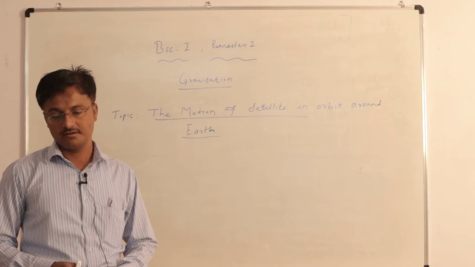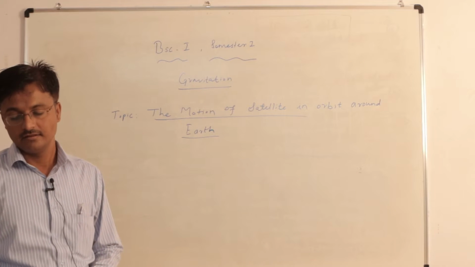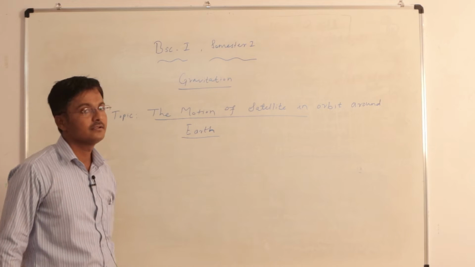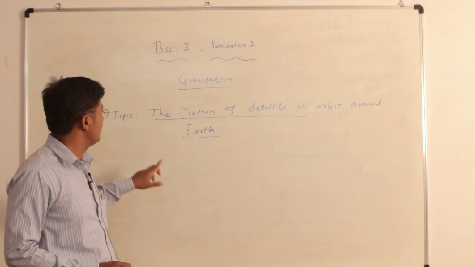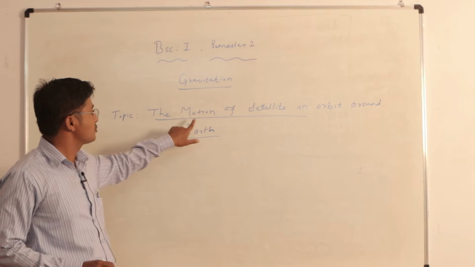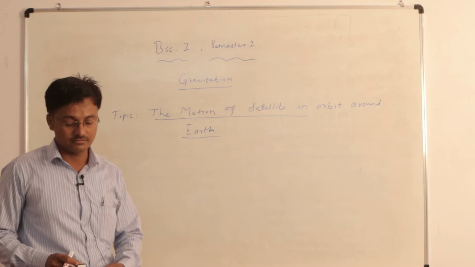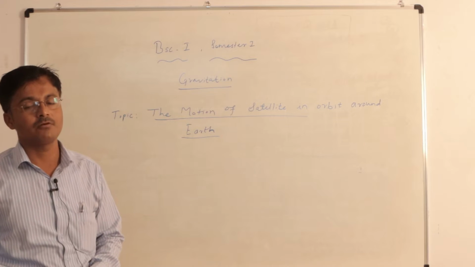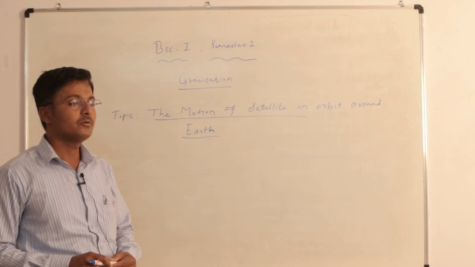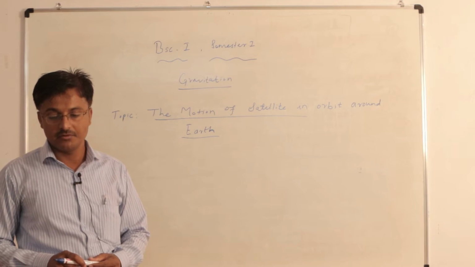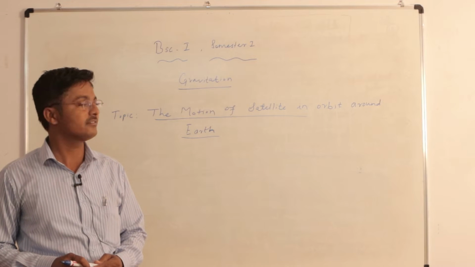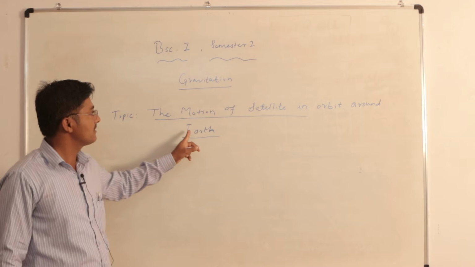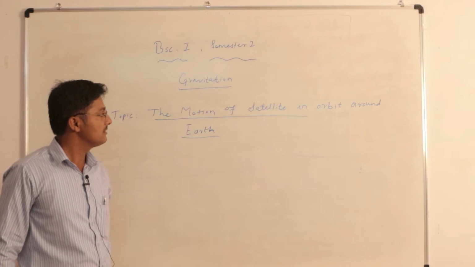So in the previous lecture we started the chapter Gravitation for BSc first semester, and today's topic is the motion of satellite in orbit around Earth. Today we will see what is the equation of velocity of a satellite when it moves in a particular radius around the Earth surface. The topic is very interesting.